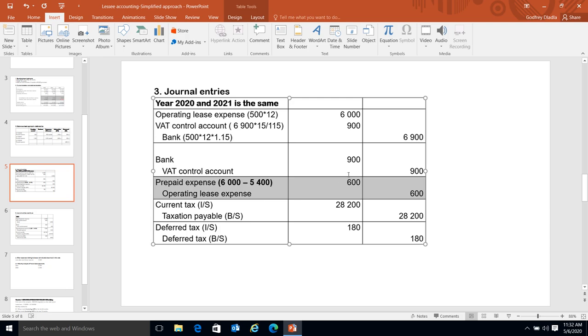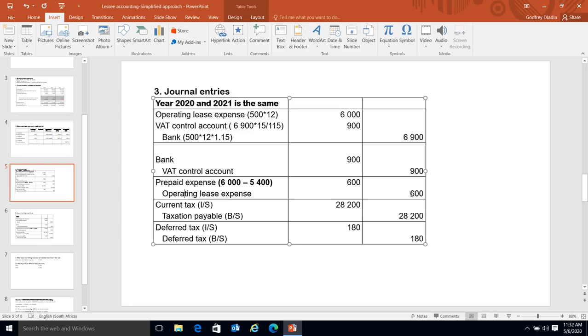Right. But here now we are talking about an expense. If there's an expense, for an example, let's think about it. If it's rental, your rent for a month is 5,400, and you decide to pay 6,000, you've overpaid. So you've created what we call a prepayment. Right. Now, prepayment is an asset, debit, prepaid expense, credit, operating lease expense.